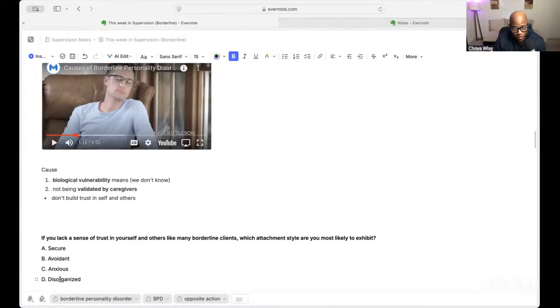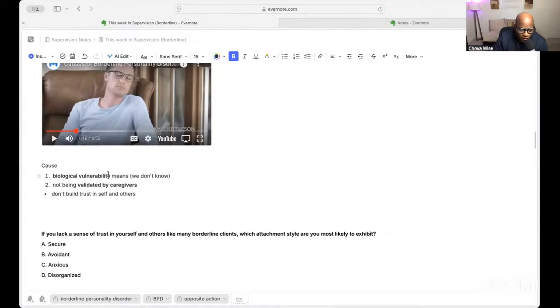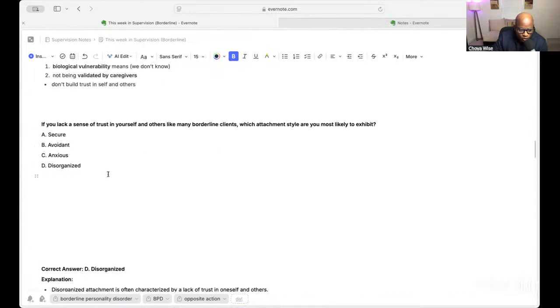What secure means is we're good to go. A lot of us are going to fit into that, well, I wouldn't say most, quite a bit. I don't know the stats, but anyway, let's just leave it there. So disorganized means, man, I don't have a high or reasonable degree of trust in others or myself. And so I'm not attaching to really anybody in a functional way. And this is what we see often with individuals who have a diagnosis of borderline personality disorder. So in this case, to answer that question, guess what? It's D.